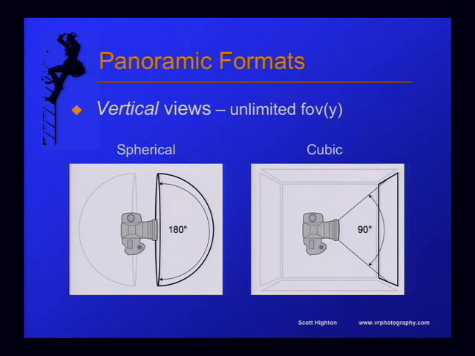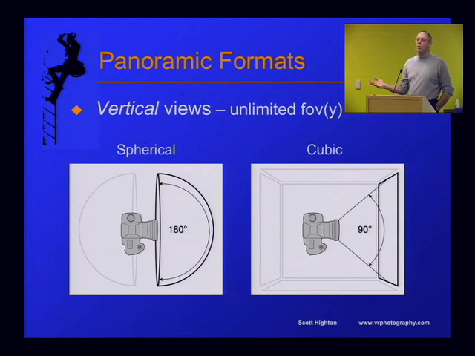The two different projection types that are used are the spherical projection, where the image is projected in a virtual sphere, versus a virtual cube. For our purposes, we don't care. They look the same to the end viewer. If you're a programmer designing these displays, yes, you do care. But the rest of us, as photographers, just need to get the full coverage, vertically and horizontally.